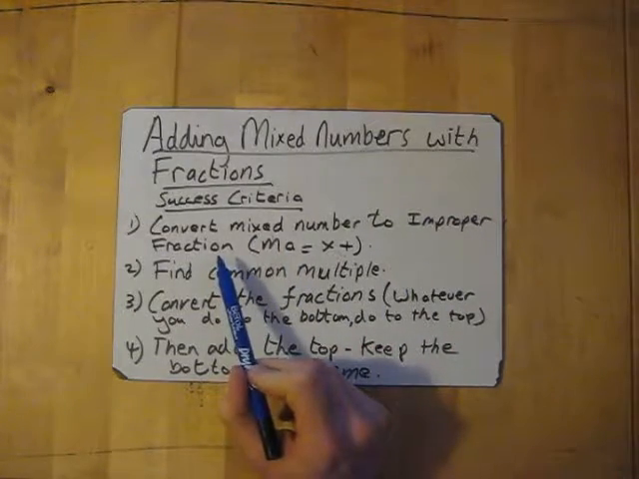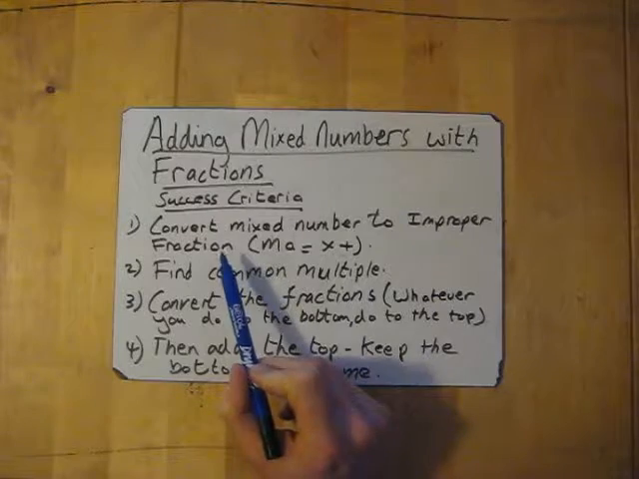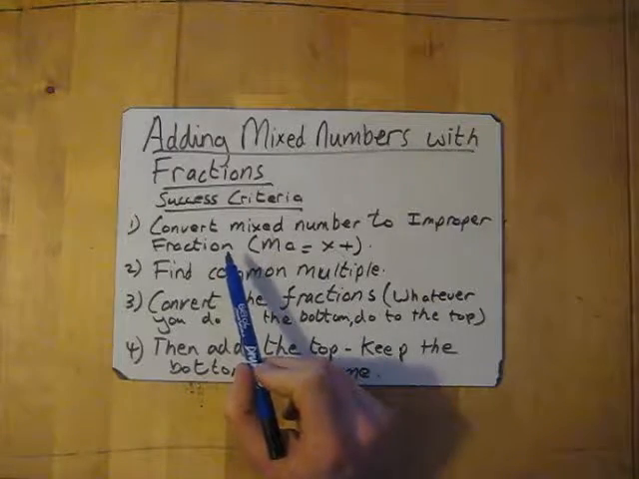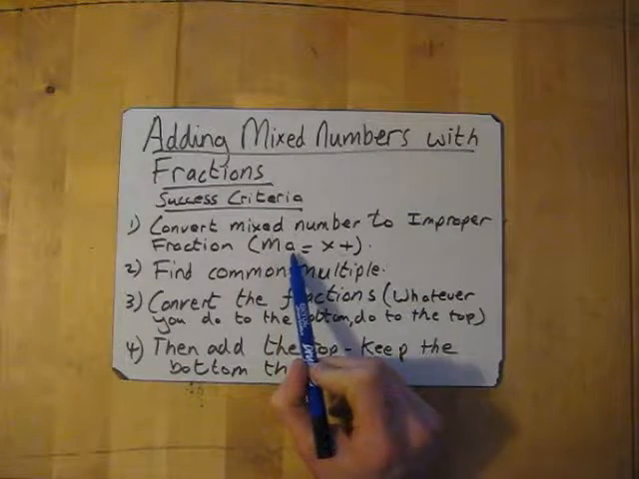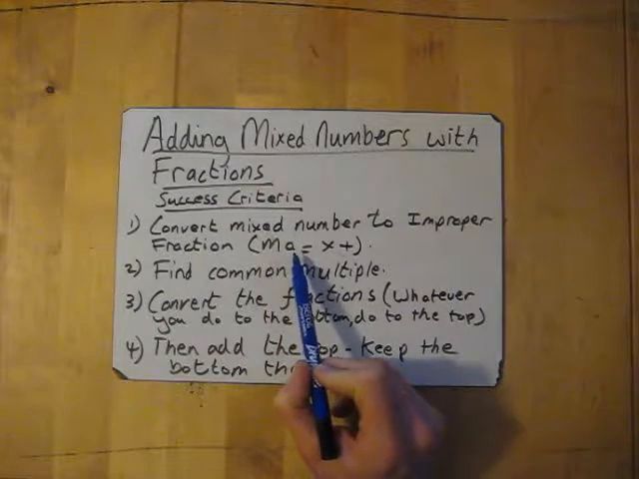Now I've got a video which shows you really easily how to do this. So if you want to watch it, and all you basically do is ask your ma for help, which is multiply and add the mixed number, and that gives you the improper fraction.